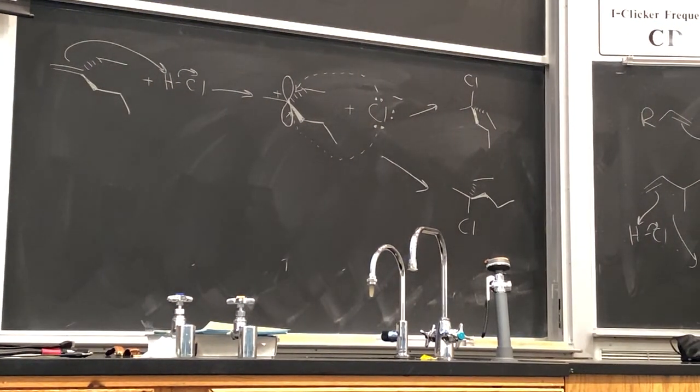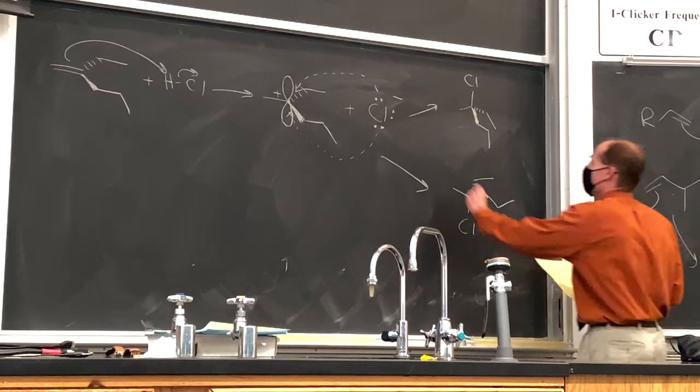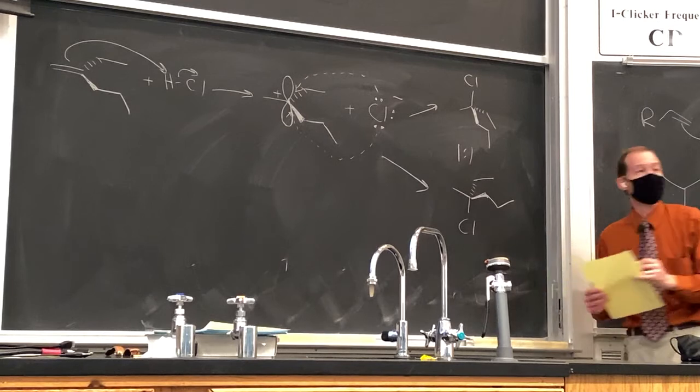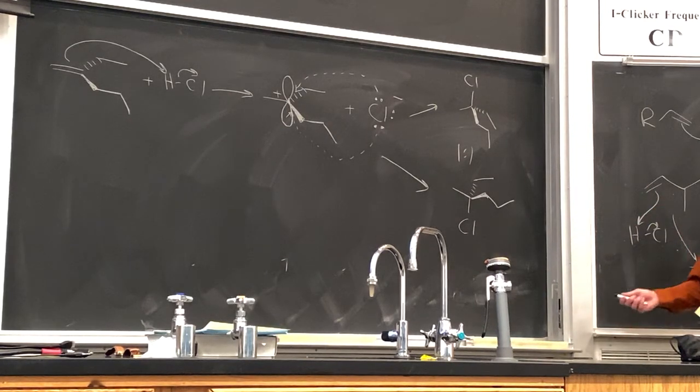Are they mirror images of each other? They are mirror images. Are they superimposable? They're not going to be. So these are enantiomers of each other. And we'll form them in a 1-to-1 ratio because we said there's no difference in the rate of attacking from the top or the bottom.